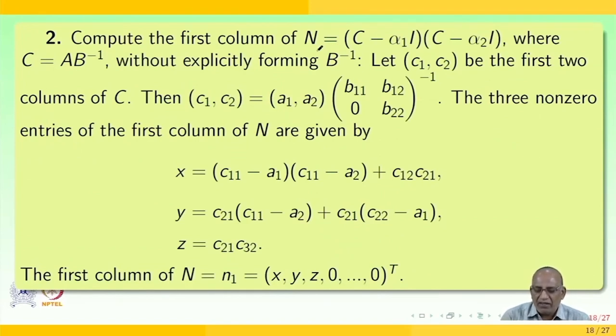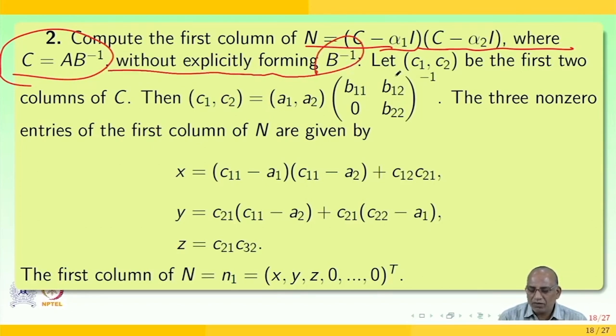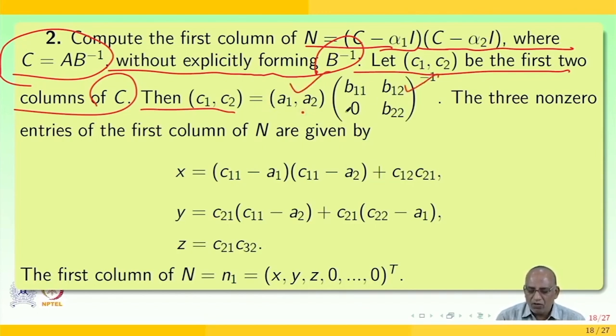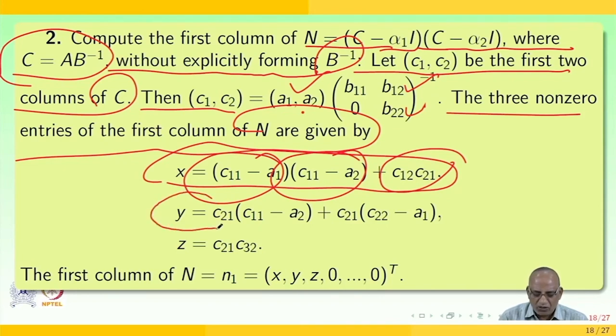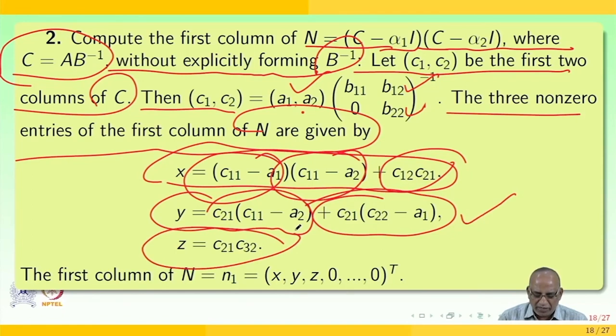Compute the first column of N, that is C minus alpha 1 I times C minus alpha 2 I, where C is AB inverse, without explicitly forming B inverse. Let C1, C2 be the first two columns of the matrix C. The three non-zero entries of the first column of N are given by X equal to C11 minus alpha 1 times C11 minus alpha 2, etc. Y is equal to C21 times C11 minus alpha 2 plus C21 times C22 minus alpha 1. Z is equal to C21 times C32, like this. The first column of N, that is N1, is X, Y, Z, 0, 0 whole transpose.